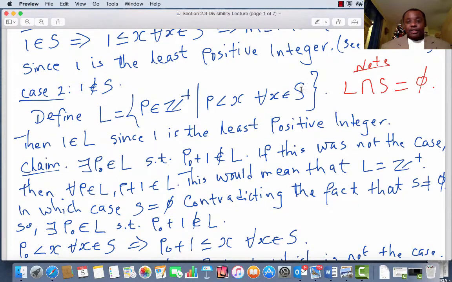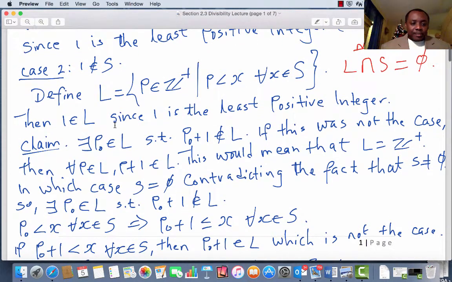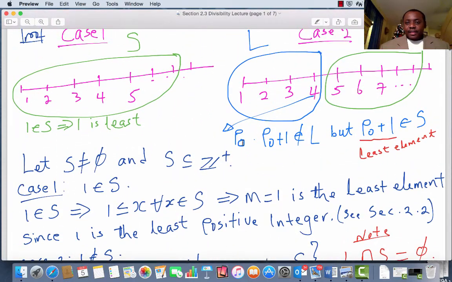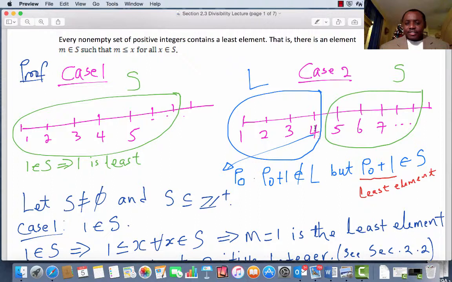Again, 1 is not in S, so 1 cannot be equal to any element in S. It is strictly less than every element in S, and therefore it belongs to L. Claim: there exists an element P0 in L such that P0 plus 1 is not in L. Again, let's go to our little diagram. There exists an element P0 in L such that P0 plus 1 is not in L. And we shall show actually that P0 plus 1 is in S.